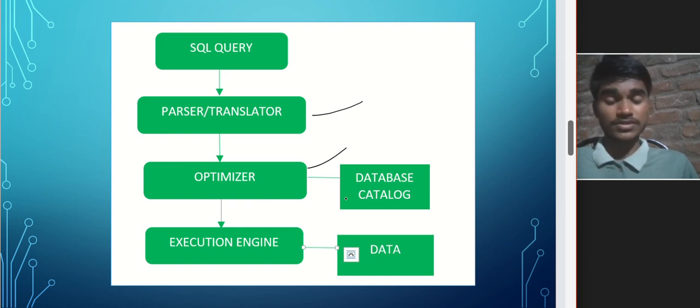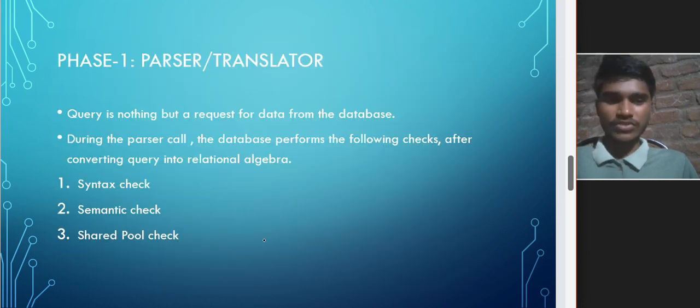So phase 1. We already know that query processing contains three steps. The first one is called the parser or the translator. Why is this parser called translator? In brief, this parser takes the query and refines it. It means it filters the query so we can understand it. That's why it is called translator.